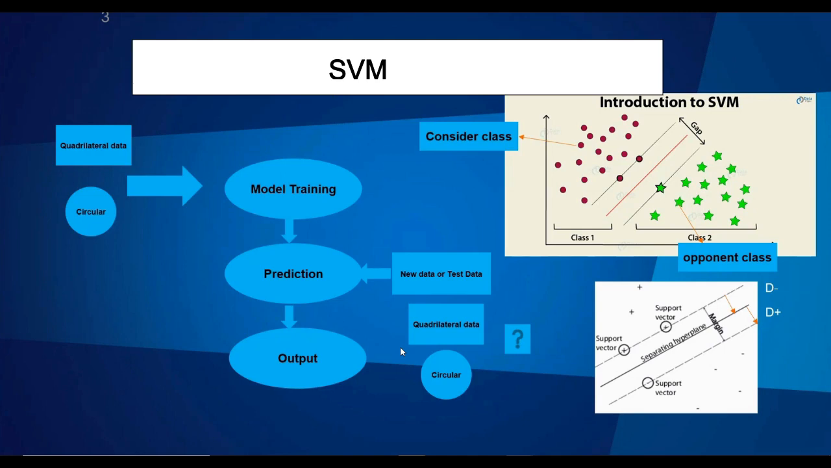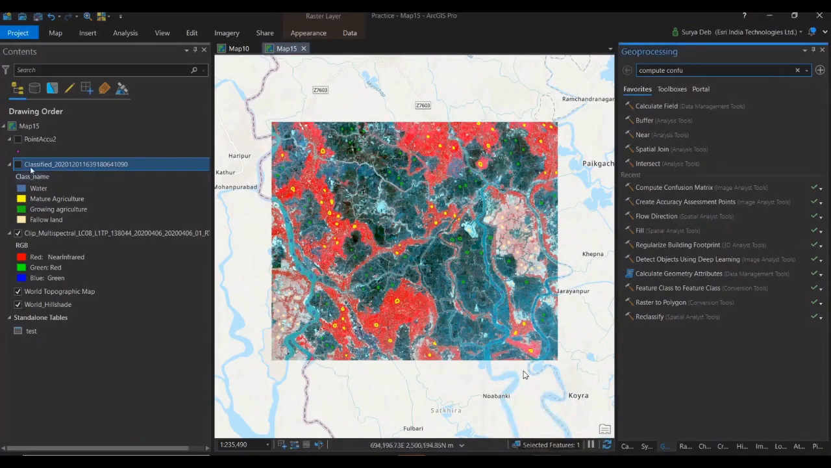So we have to put a kernel and create a 3D space to separate our data, which is what the SVM is doing. That's why the SVM results, compared with normal supervised classification, you will find to have more accuracy.